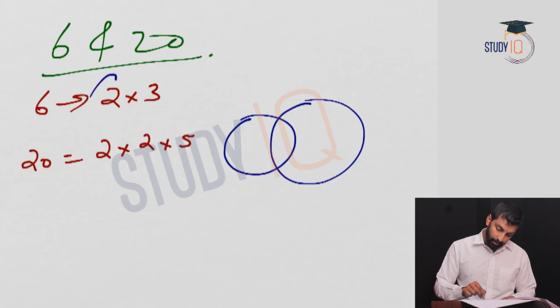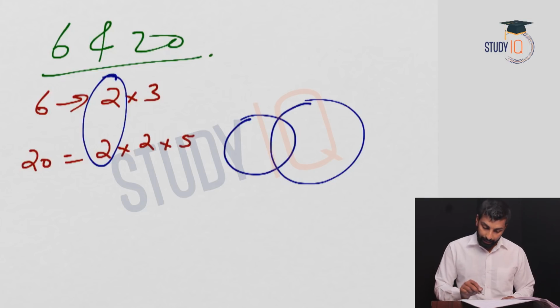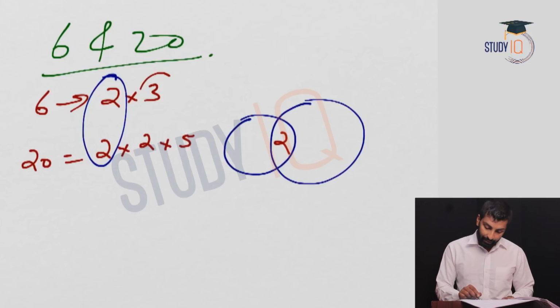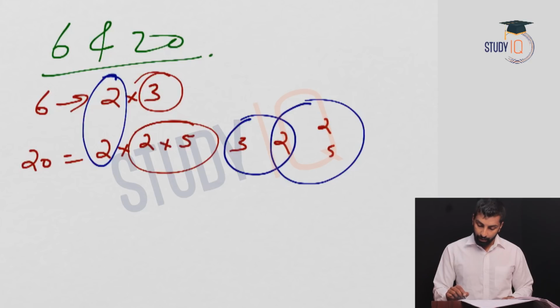If you see here, 2 is common in both, right? So let's write that 2 inside. That is common for both. What is left out? 3 is here. Let's write that 3 here. 2 and 5 is here. Let's write that 2 and 5 here.